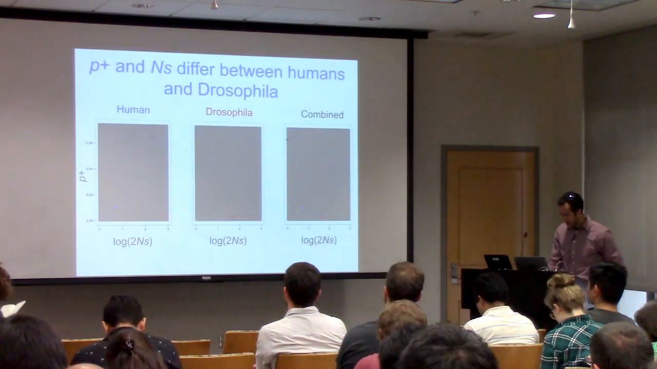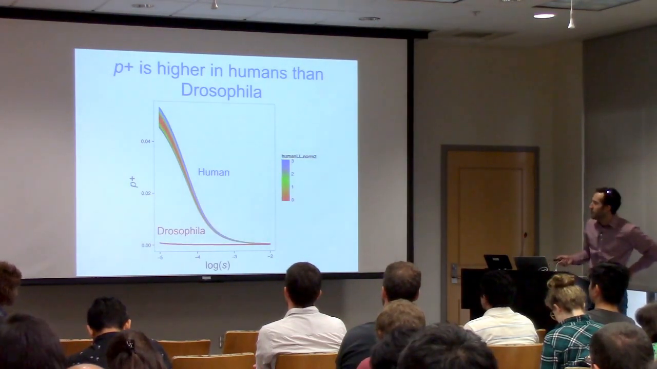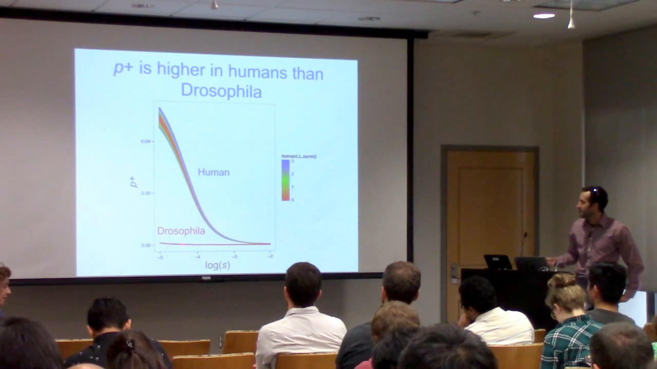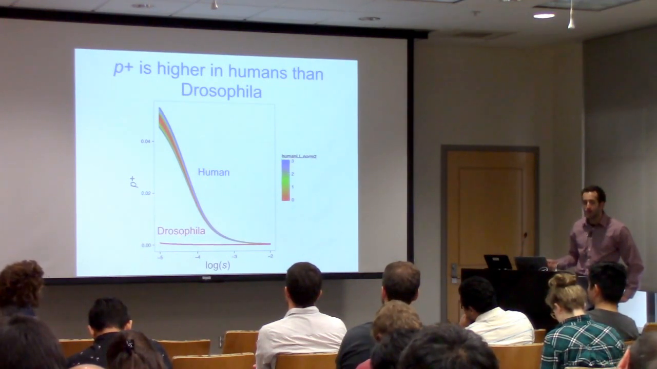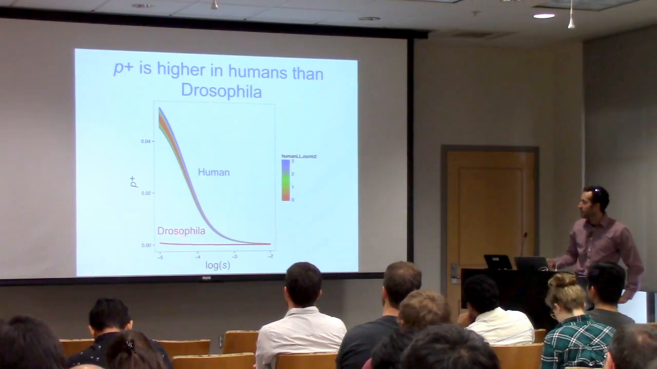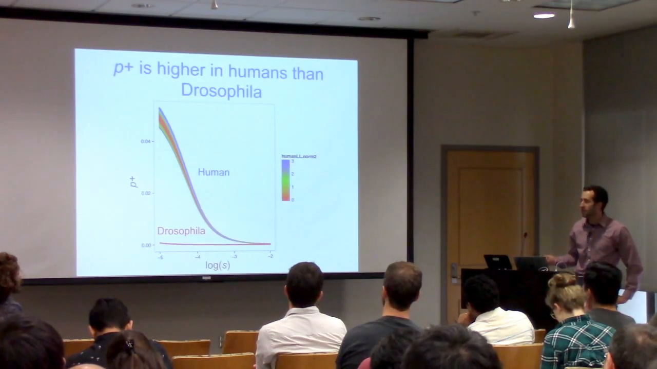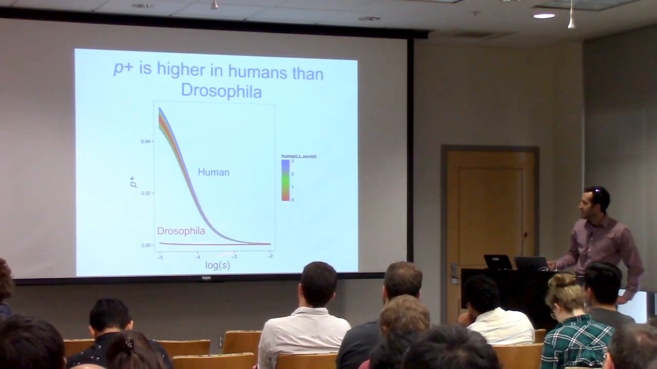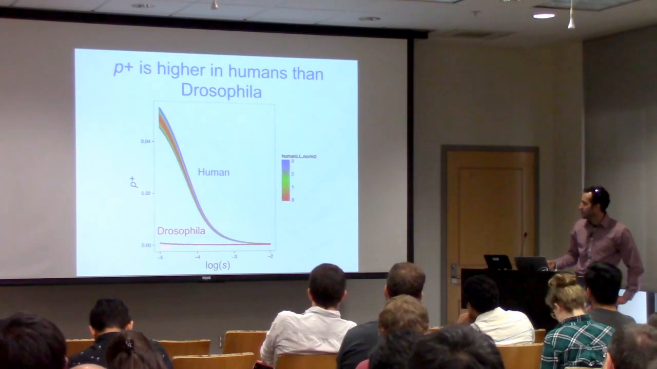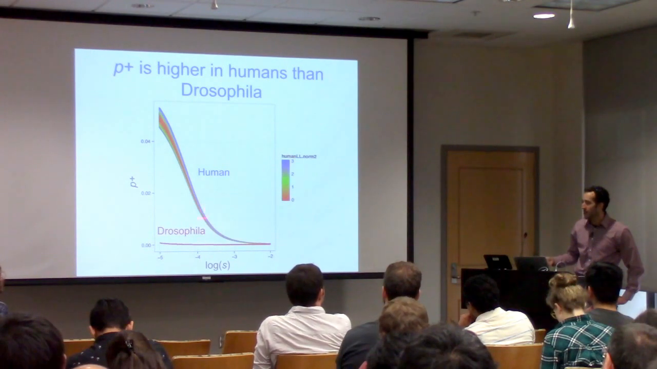And let me actually just cut through to the final take-home result that I think is kind of cool. What I'm showing you here is, again, humans and flies. This is the selection coefficient for strongly beneficial mutations that could be contributing to divergence between the species. The y-axis is P+, or the proportion of beneficial mutations. And what you can see here is, whatever value of selection coefficient you want to take, humans actually have a higher proportion of those beneficial mutations.